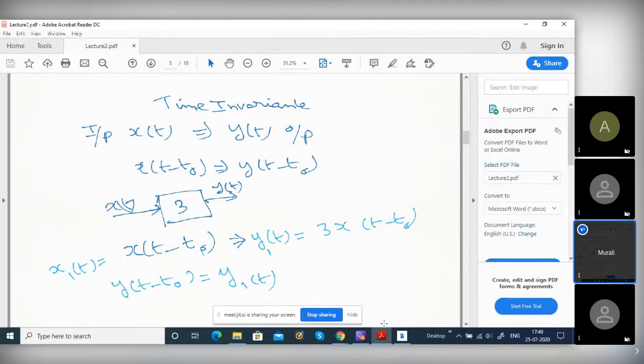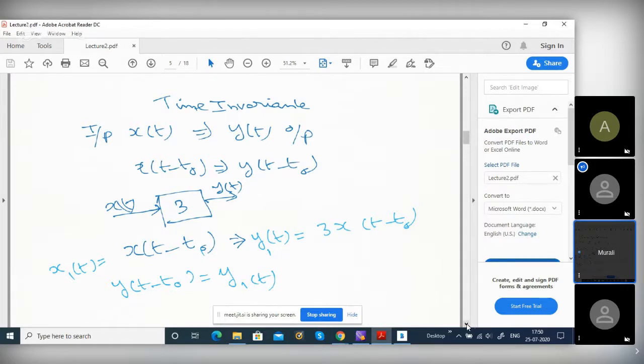For example, the system is a multiplication block which multiplies the input by 3. So the output is 3x of t. If the input is delayed by t naught, x1 of t is x of t minus t naught, the output y1 of t is nothing but 3 times x of t minus t naught. So the output is also delayed. The input is delayed, and the output is also delayed by the same amount. This property is clear.